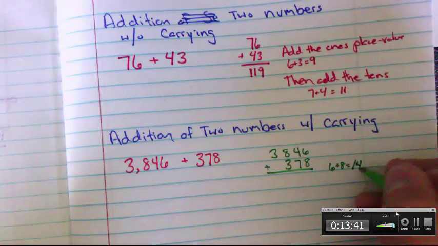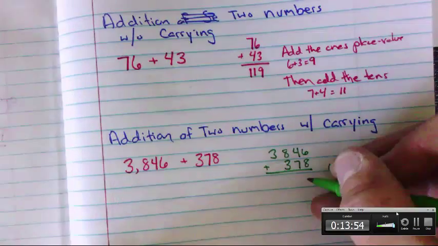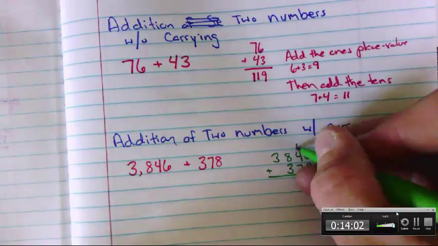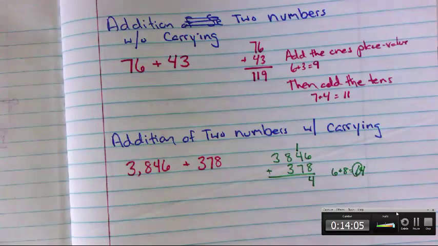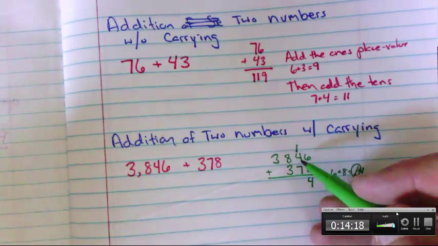We'd add the 1's place value first. 6 plus 8 is what? 14. Now in the number 14, which of the two numbers is the 1's place value, the 4 or the 1? The 4. So the 4 is what gets brought down below the 6 and 8. And then this 1 has to be carried over to the next place value, because it does not represent 1, it represents a 10. So it has to be put with the 10's column.